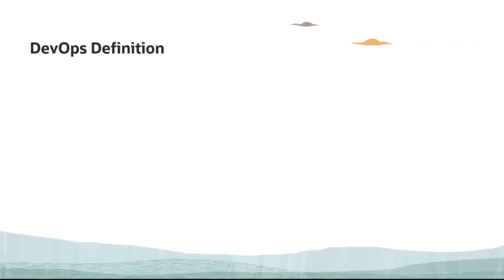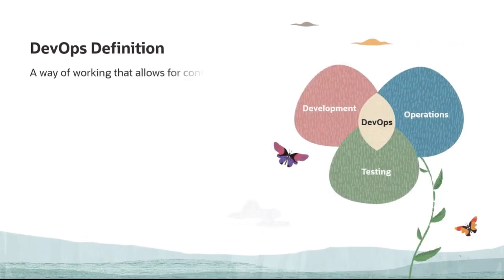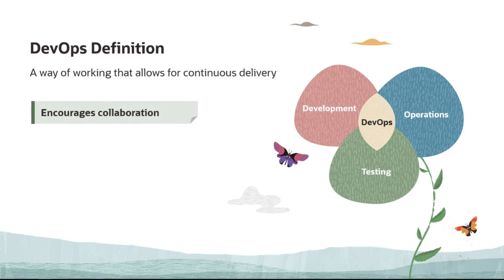Now that we know the challenges a software development team faces who uses a traditional software development approach, let's try to understand what DevOps is and how it helps overcome these challenges. Let's begin with the DevOps definition. DevOps is a way of working that allows for continuous delivery. DevOps encourages collaboration between teams such as development and operations who are working in silos.